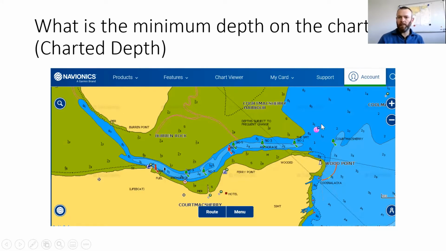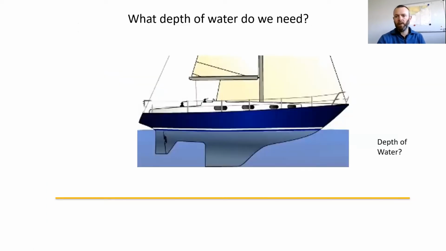So here it is, the sandbar, and we can see in the middle of that sandbar where we intend to cross, there's 1 meter charted depth. So this is key. This is our charted depth. We need to write that down: 1 meter charted depth. So now it's on to step two, which is our own specific boat.